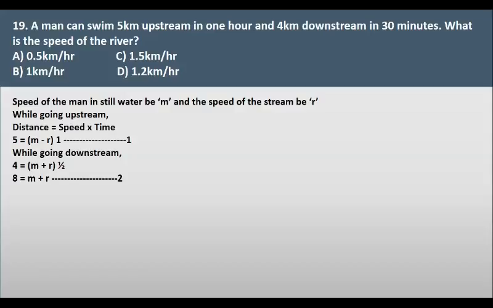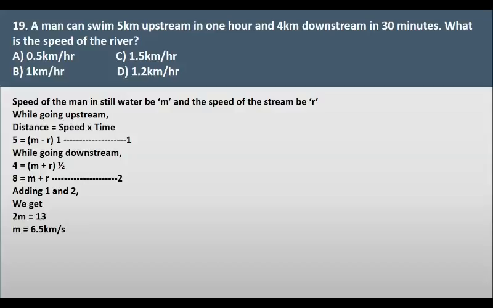Now let us obtain the values of m and r from these two equations. For that, let us add equation 1 and 2. Adding 1 and 2, we get 2m to be equal to 13 and m is equal to 6.5 kilometers per hour. If you look at the video, it is given as 6.5 kilometers per second. It should have been 6.5 kilometers per hour.